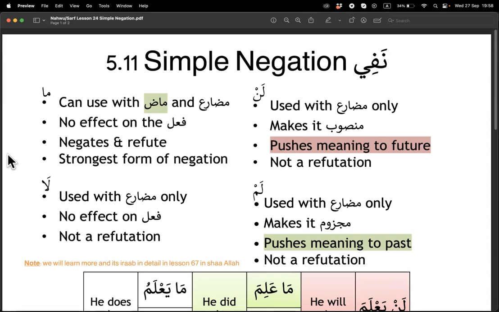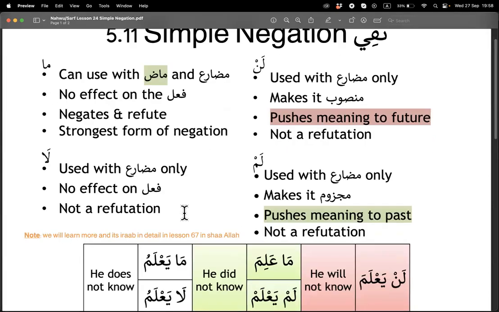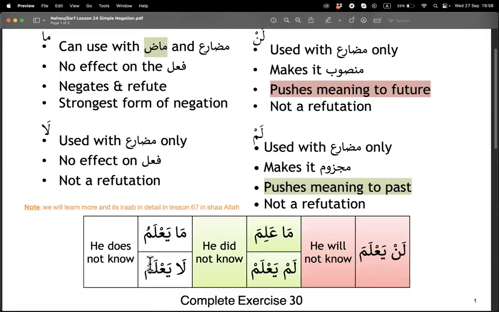Okay, so today, simple topic. A lot of it we already know actually. The only new thing is ma. So this is all about nafi, meaning negation. So ma we can use with fi'il madi and fi'il mudhari. Okay, and it will not have any effect on the verb. So even if it comes with fi'il mudhari, it will remain marfu. Okay, of course, when we use ma with fi'il mudhari, it will become present tense.